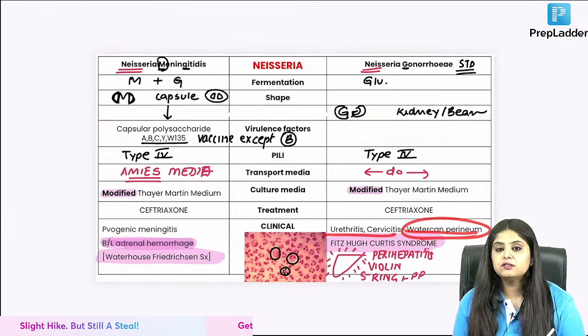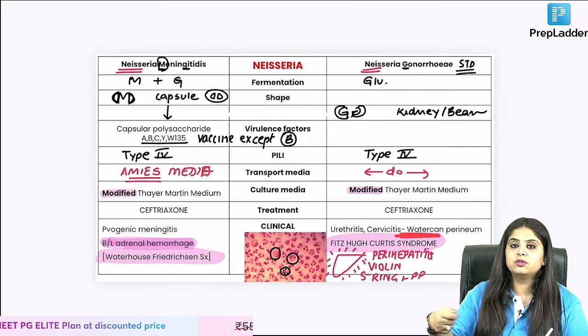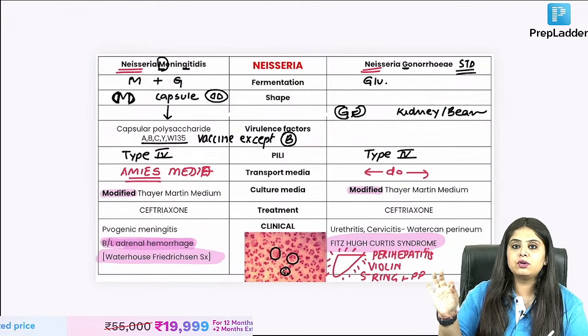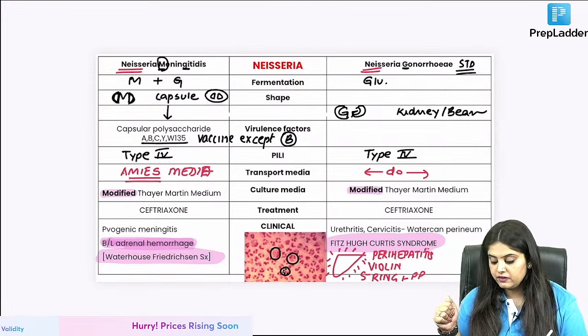Water can perineum means pus coming out of everywhere in the perineal region. Like a water can होता है जिससे पौधों को पानी देते हैं, you give water the plants, those dot dot dot holes are there. Similarly, the perineum has those pus points. That could be another word over there.